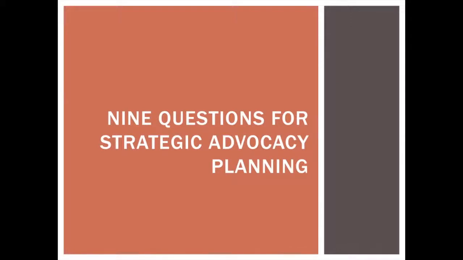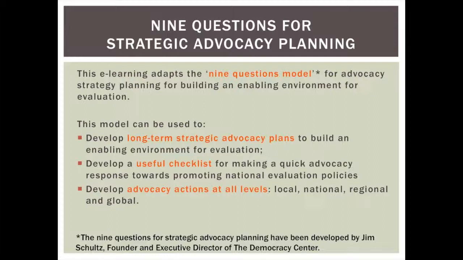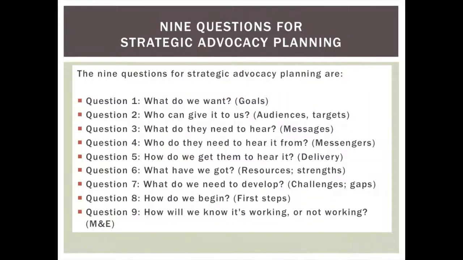Now let's move on to how we can go about strategic advocacy planning. While there are many different advocacy strategy planning frameworks, here we propose using the 9 questions model for strategic advocacy planning for building an enabling environment for evaluation. The model is useful for long-term strategic advocacy planning. However, it is also a useful checklist for making a quick advocacy response towards promoting national evaluation policies and systems. It can be applied to advocacy actions at all levels: local, national, regional, and global. This 9-question model will take you step by step from identifying the core issues you want to advocate for to drawing up a specific action plan to implement your advocacy work.